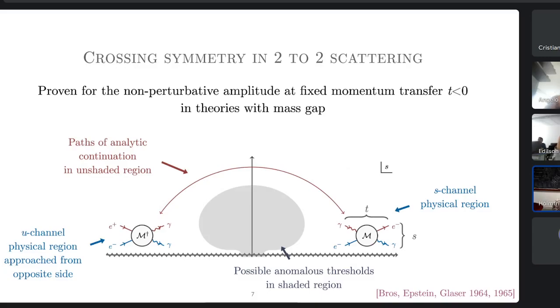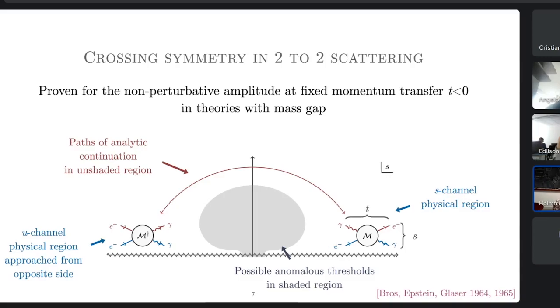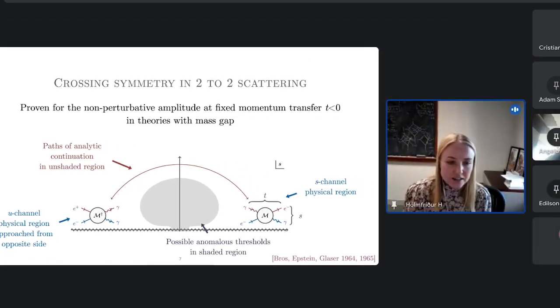But what was shown in the 60s by Burgess, Epstein, and Glaser is that there could be some singularities in the complex plane of this amplitude, but they're confined to this shaded region. So basically, there's a bounded region in which we can have singularities, which are also sometimes called anomalous thresholds. But since this region is bounded, it means that there exists a path of analytic continuation in the unshaded region, which gets us to the other side of the amplitude. And actually, because we're approaching the negative S-axis from the upper half plane, this is actually the conjugated amplitude in this case.